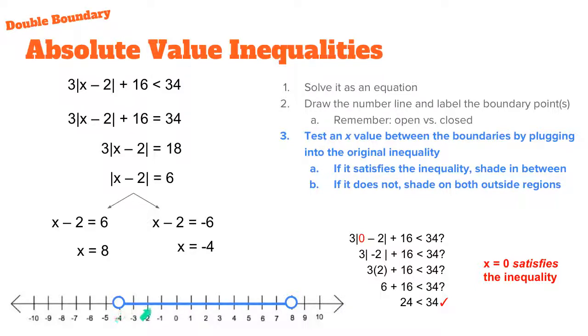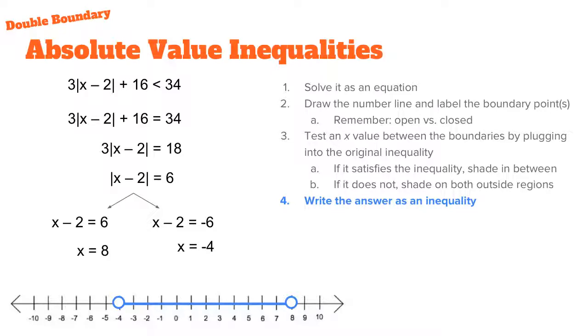So as you can see here, what we've done is shaded in between, which represents the fact that all of these x values satisfy this original inequality. The final step is to write the answer as an inequality. So we use this number line to help us. And as we take a look, it'd be negative 4 is less than x, which is less than 8.